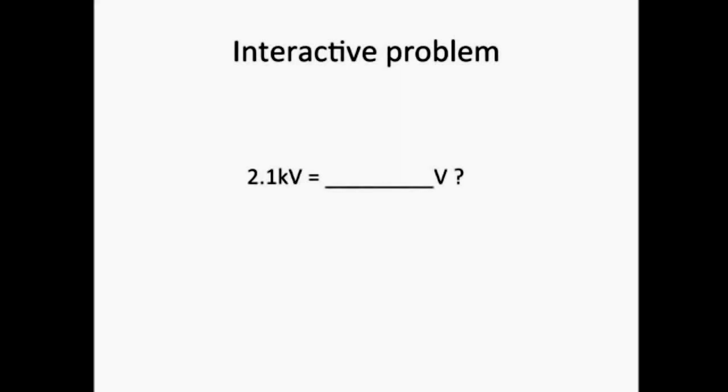So I have an interactive problem here. What does 2.1 kilovolts equal in volts? Now remember, each kilovolt is 1,000 volts, so we could just multiply 2.1 kilovolts times 1,000, or you could just move the decimal place over 3 points, and you would get 2,100 volts.